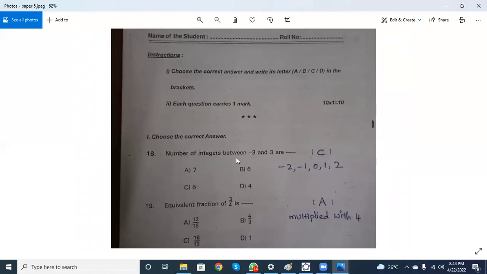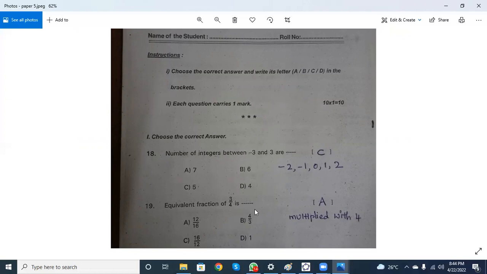Number of integers between -3 and 3 you need to write. So between -3 and 3, -2, -1, 0, 1, 2 will be there. So how many do we have? Total 5 numbers. So the option is C.